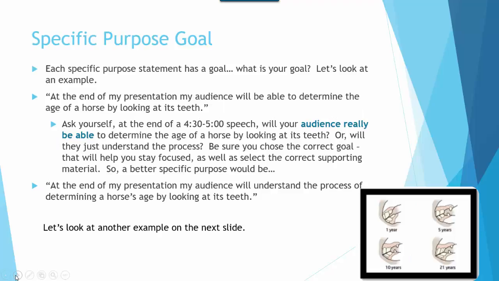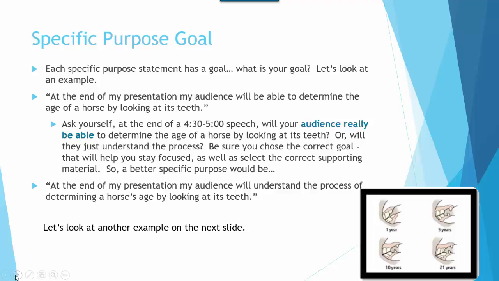So what is the goal? Look at this example. At the end of my presentation, my audience will be able to determine the age of a horse by looking at its teeth. Well, in a 4:30 to 5-minute speech, will your audience really be able to do that? Will they be able to run out into a meadow somewhere and look at that horse and tell its age by its teeth? Well, probably not. But they would understand the process.